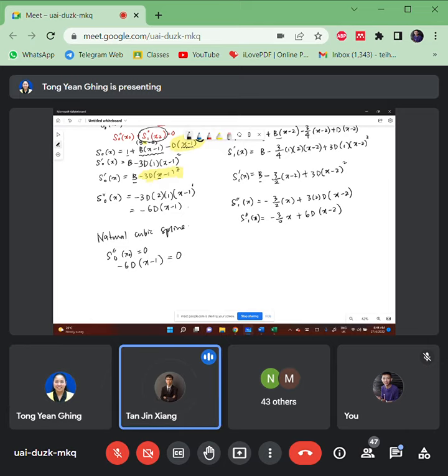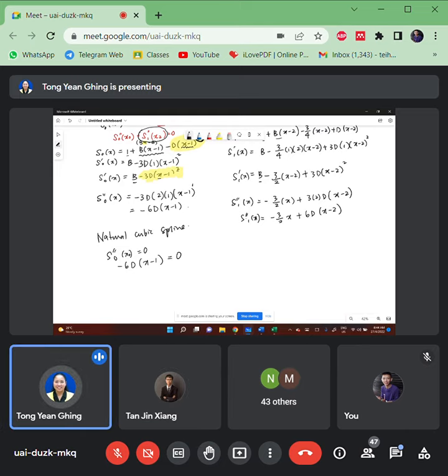Which one? S double prime x S1. Oh, yes, correct. Don't have this one. Betul. This is 1. Yes, correct. Thank you very much. Okay, this one is 1. Yes, correct already. There is no x there. Okay, now this one has to equal to 0.